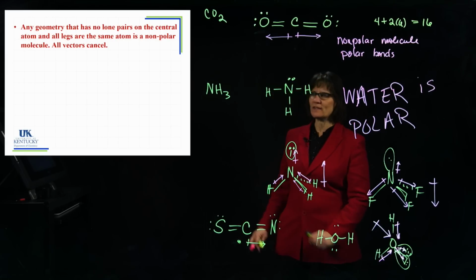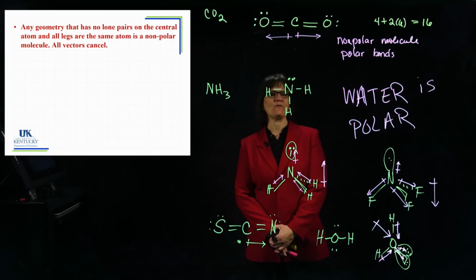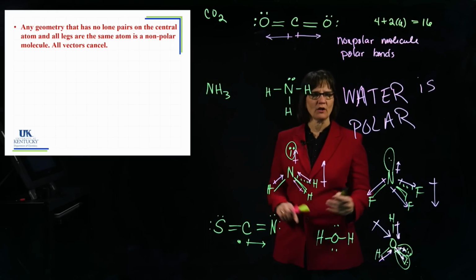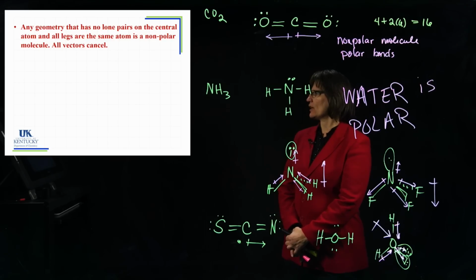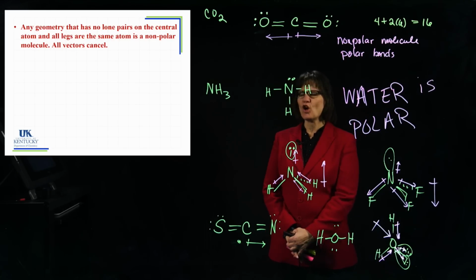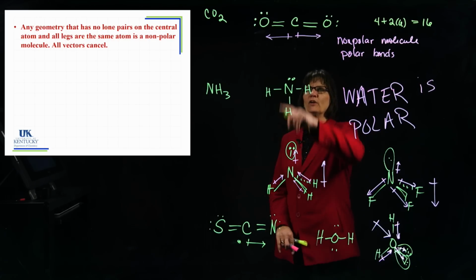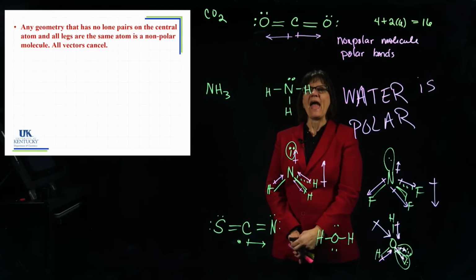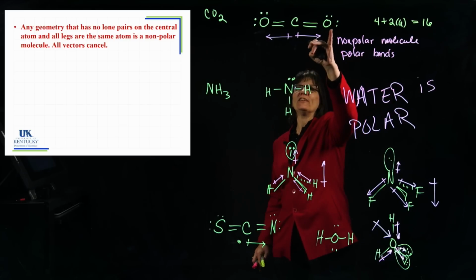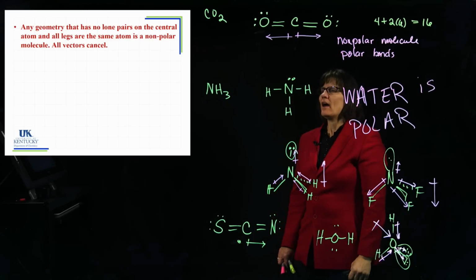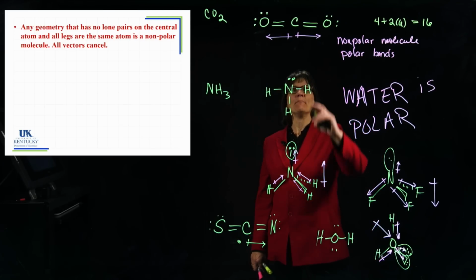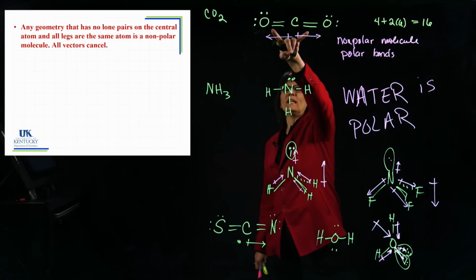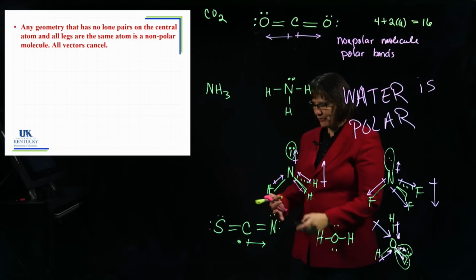But before we do, let's look at this next statement, because if we can just keep it memorized, we're going to be able to save ourselves a lot of time. If you take a geometry and it has no lone pairs, that's one thing. So here is a shape where it has no lone pairs on the central atom, and all the legs, which are the bonded atoms to it, are the same atoms. Then that molecule is always going to be nonpolar, whether it is linear or any of our other geometries.